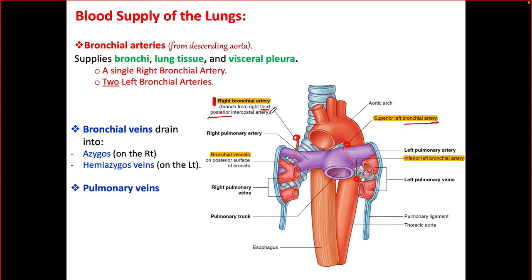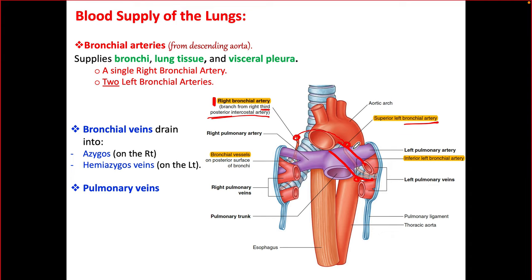the third posterior intercostal artery. But not always, this is not the Quran or the Bible. Sometimes this artery comes from the superior left bronchial artery. You see this artery, sometimes it gives that branch. Not important. On the left side you have two bronchial arteries. One superior from the descending aorta, from the anterior aspect of the descending aorta. One above the bronchus, the high left bronchus. You have the left bronchus?